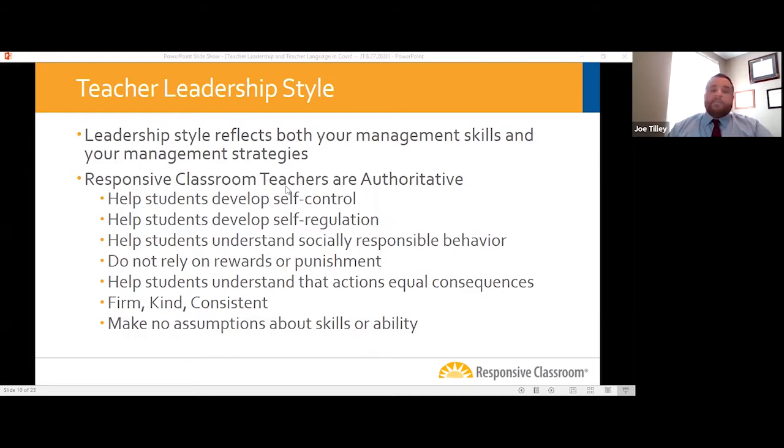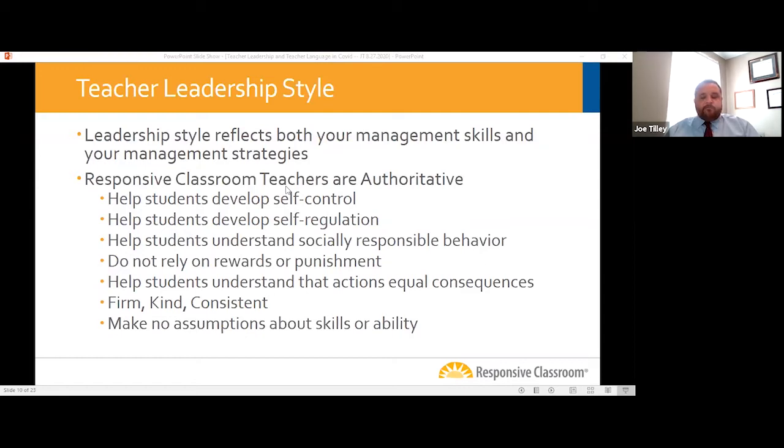The responsive classroom teacher does not rely on rewards or punishment. We don't want to reward students for doing what is appropriate, what is expected of them. And we also don't want to get into a place where we are just simply punishing students to a degree that they might shut down. We really want students to understand that their actions will equal their consequences.